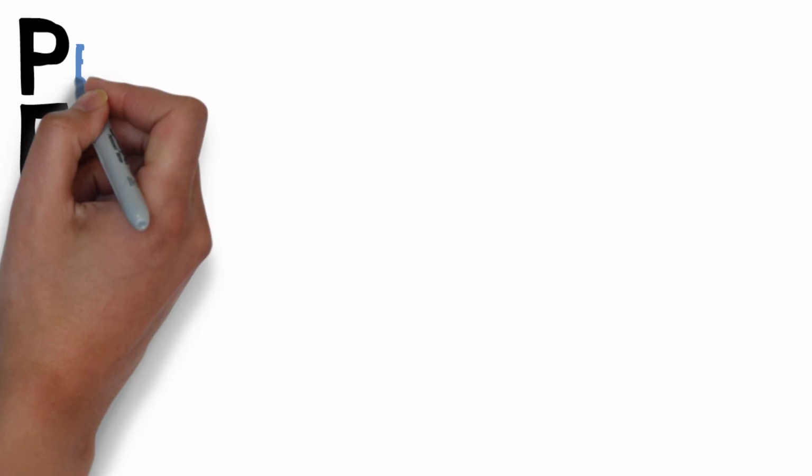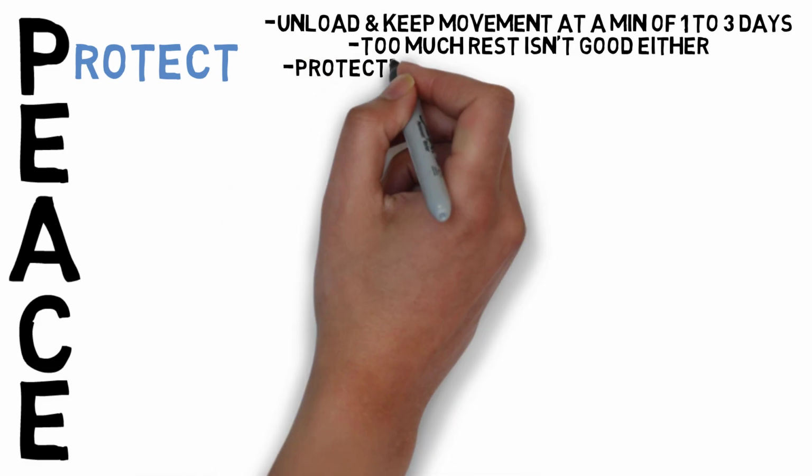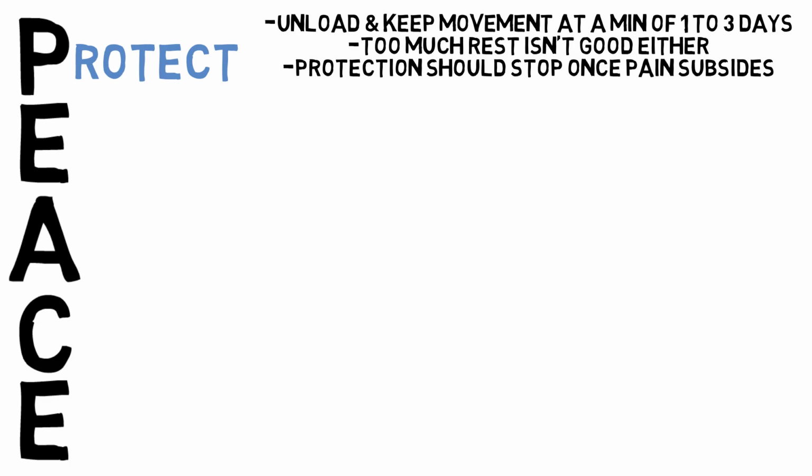The P in PEACE stands for protect. Following an injury, it's recommended to unload and keep movement at a minimum of 1 to 3 days, depending on its severity, to lessen bleeding and the chance of worsening the problem. But too much rest isn't good either, since tissue strength and quality can be compromised. As such, the researchers advise that protection should stop once pain subsides to an appropriate level.